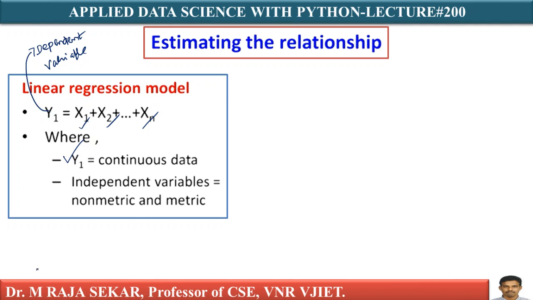What is the meaning of metric? Metric means it is continuous. What about non-metric? This is discrete. What is discrete? What is continuous? I discussed a lot on these variables in my previous lectures itself.